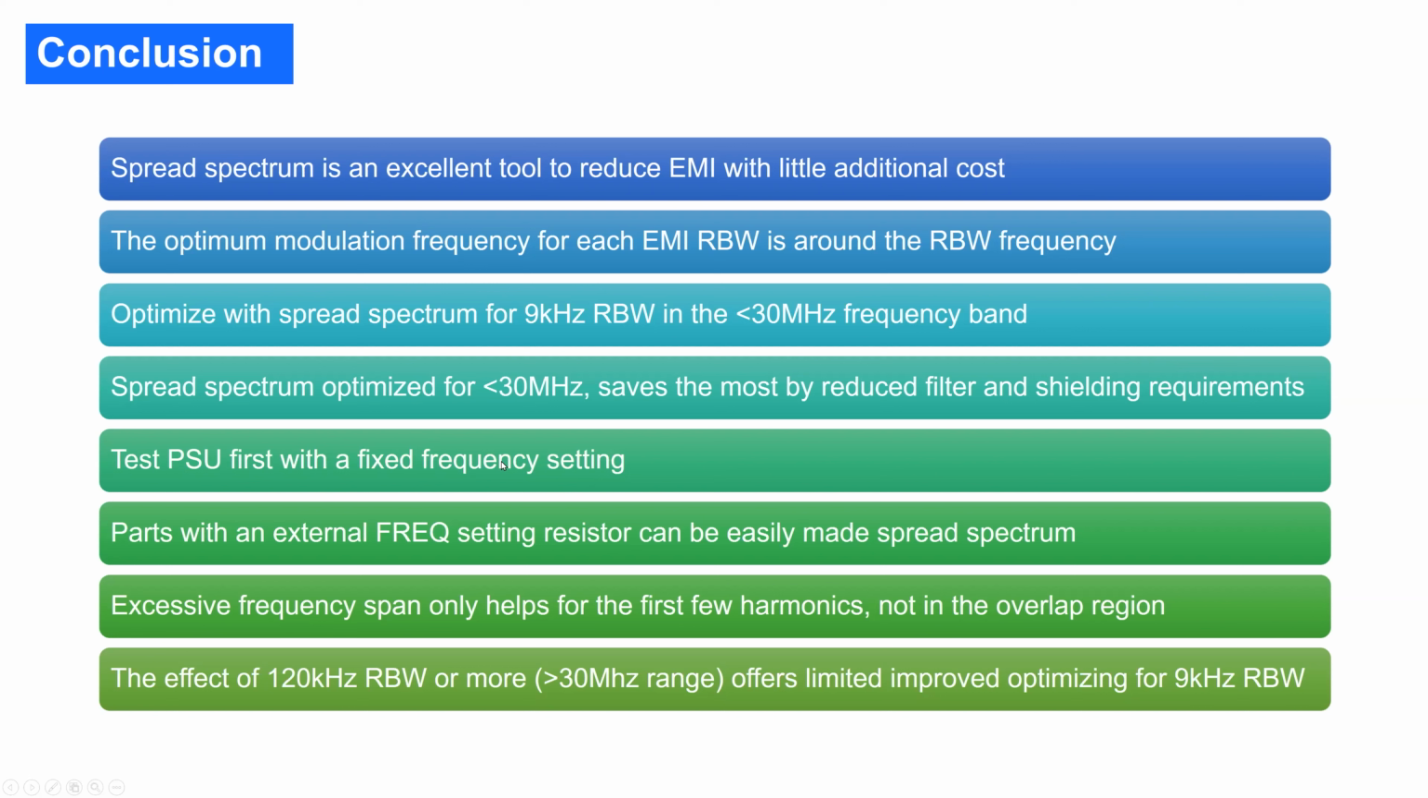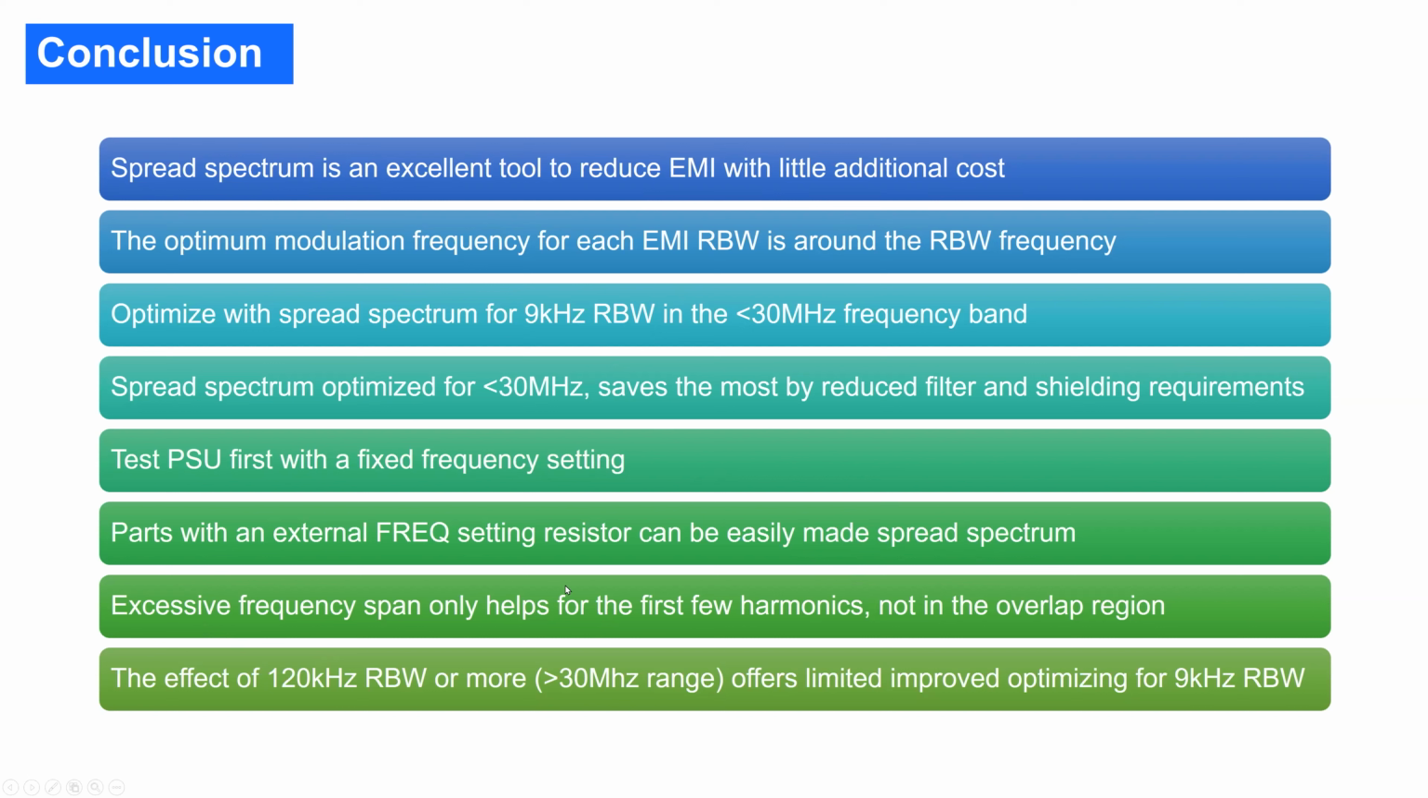Test the power supply with a fixed frequency setting. Even if your part is spread spectrum and you can't do that, very often we have pin compatible parts which are fixed frequency, and you can test with them. Parts with an external frequency setting resistor can easily be made spread spectrum, as long as you have some rectangular signal around in the 9 kilohertz area or so.